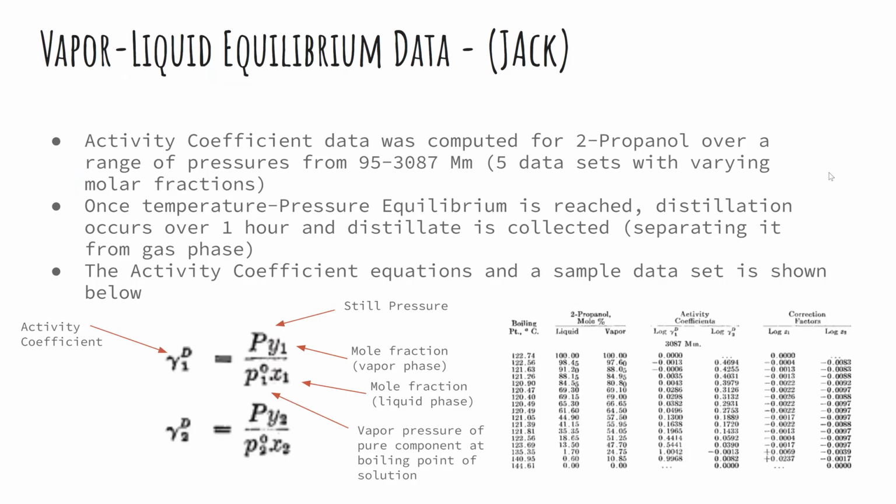In terms of vapor-liquid equilibrium data, they went into the activity coefficient data and computed that with 2-propanol over a range of pressures from 95 to 3087 millimolar. Once the temperature pressure equilibrium is reached, distillation occurs over 1 hour and distillate is collected. And the activity coefficient equations and sample data set that they use is seen below. So on the left, the equations, and the right, sample data set.